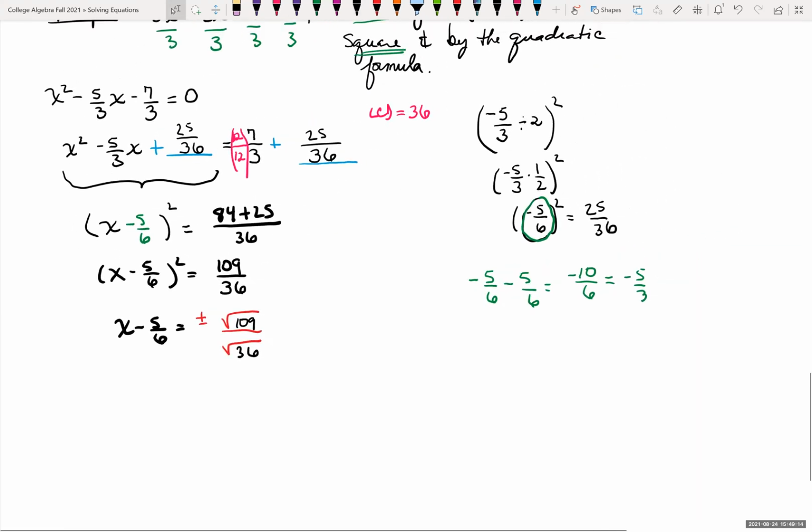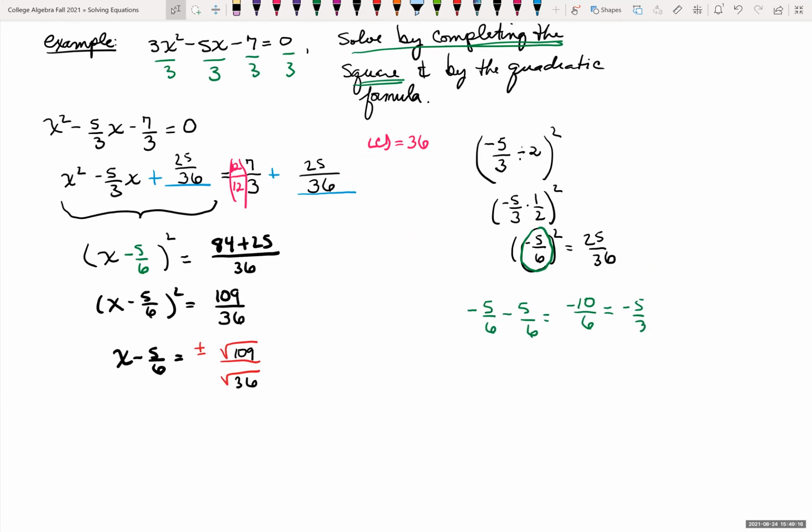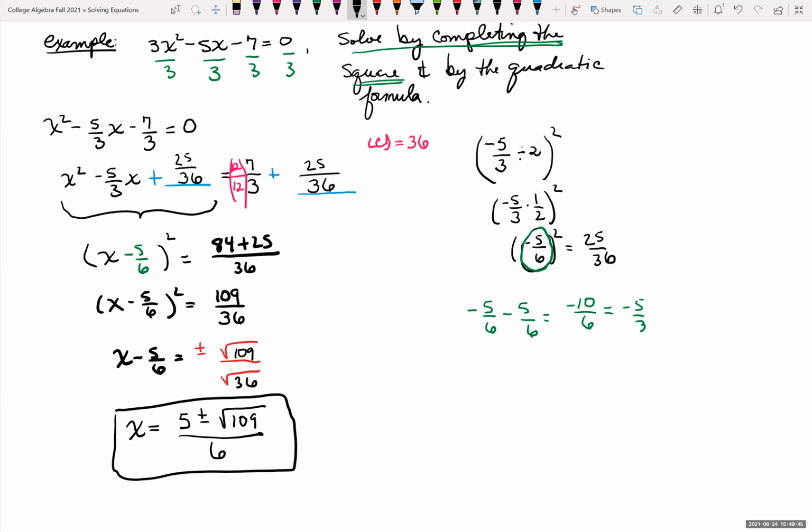Now let's add 5/6 to both sides, and we get x is equal to 5 plus or minus the square root of 109. The square root of 36 is 6, so we'll have the same common denominator. I'm just going to make this one fraction, all over 6. If 109 had a factor that was a perfect square, I would rewrite it and pull out what I could from the square root. But it doesn't, and so this is as far as we can take it.